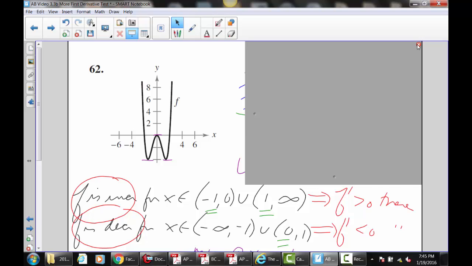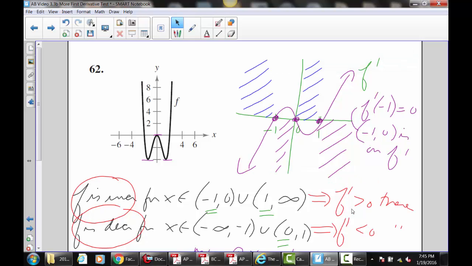So just looking at the stripes, I know that between negative 1 and 0, all my values for f prime are positive, so none of them are negative, so I'm eliminating this area. Also, between 1 and infinity, all my f prime values are positive, none of them are negative. Similarly, between negative infinity and negative 1, all my f prime values are negative, so none of them are above the x-axis, and again, between 0 and 1, there's none above the x-axis.